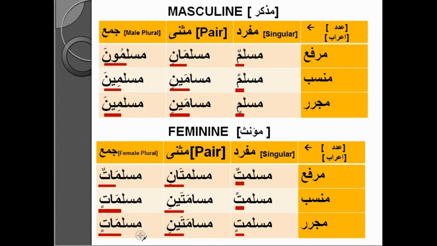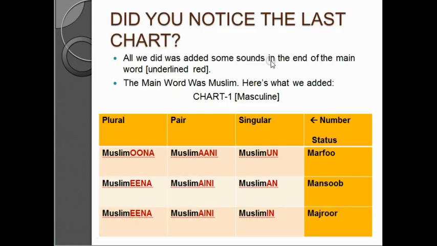So all that we did is just added some sounds. Did you notice? All we did was add some sounds to the main word Muslim. This was the main word. Then it became Muslimun. Then it became an, in, ani, aini, aini, una, ina, ina. These two are the same. These two are also the same.